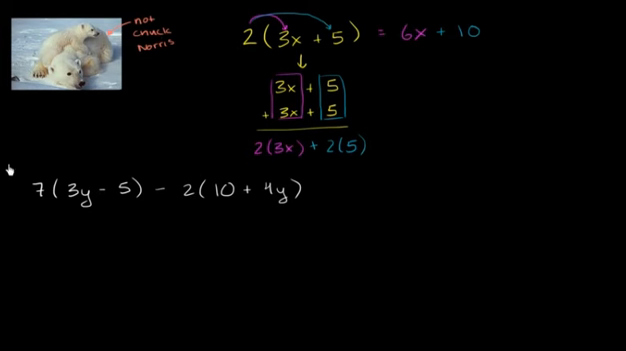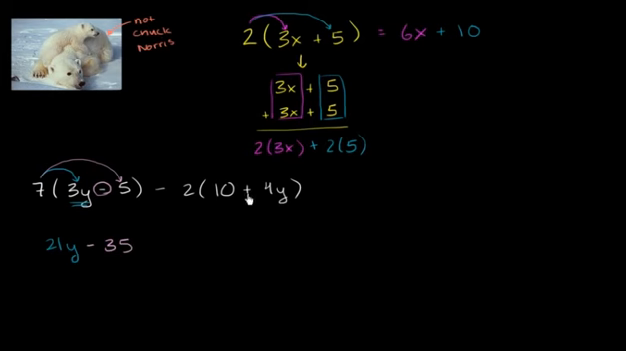Well, let's work on the left-hand side of the expression, the 7 times 3y minus 5. We just have to distribute the 7. So this is going to be 7 times 3y, which is going to give us 21y. Or if I had 3y's 7 times, it's going to be 21y's. Either way you want to think about it. And then I have 7 times, we're going to be careful with the sign, 7 times negative 5, which is negative 35. So we've simplified this part of it.